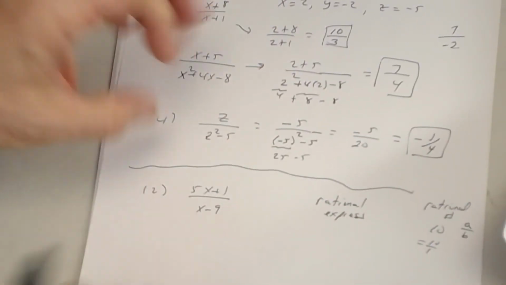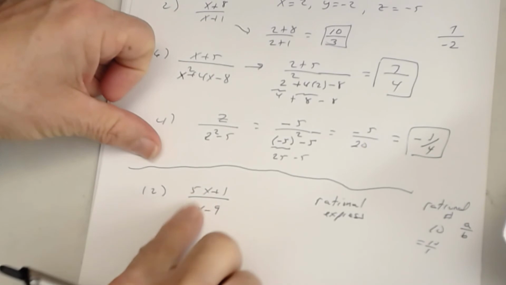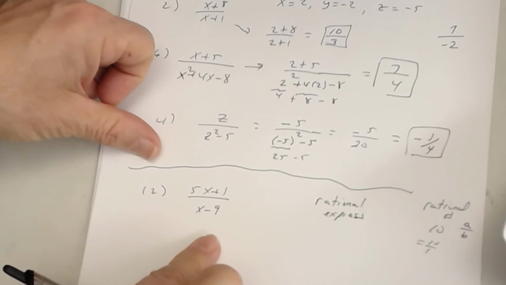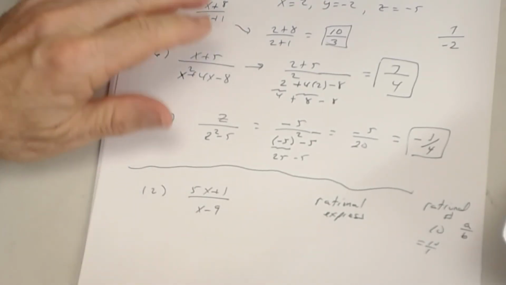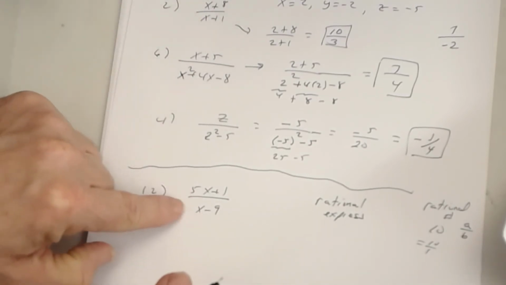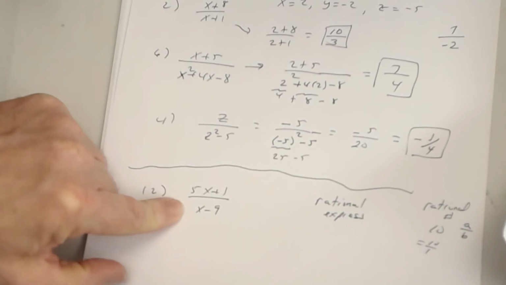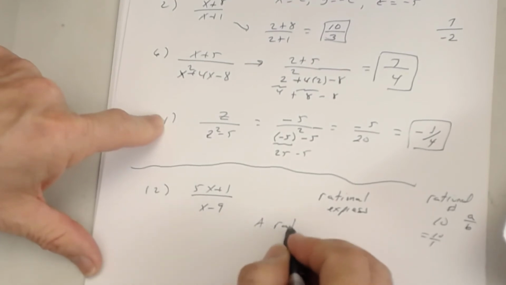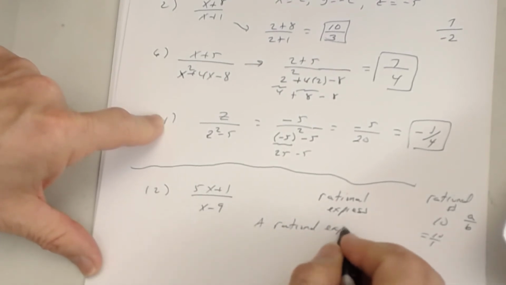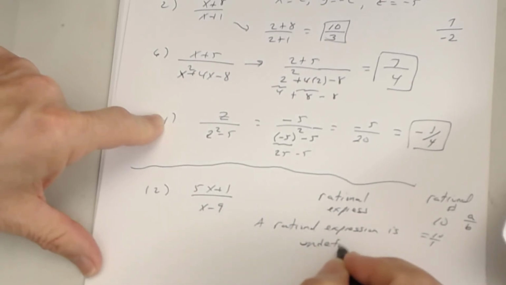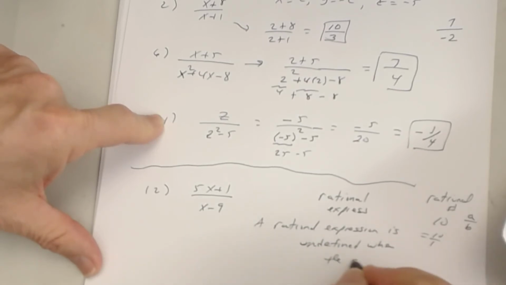Okay, let's go back to number 12. What kind of expression is this? Rational expression. In a rational expression, my denominator can never be what? 0. Okay, so listen to the directions. Direction says, find any number for which this rational expression is undefined. A rational expression is undefined when what is 0? When the denominator is 0.